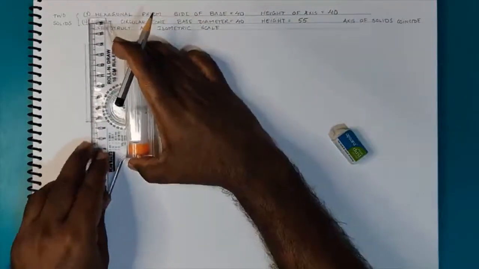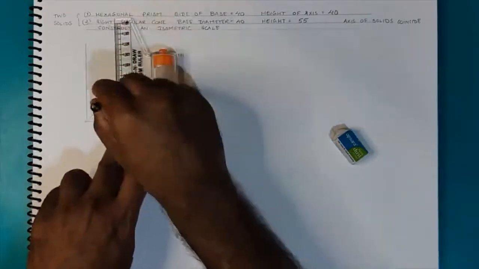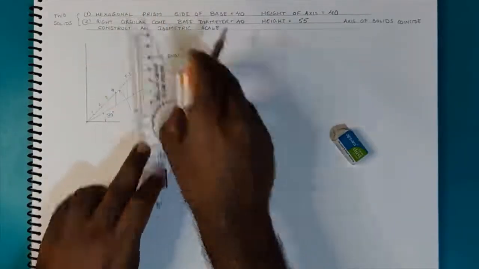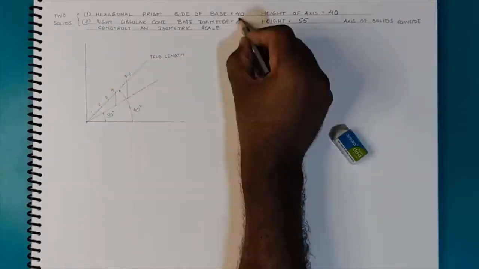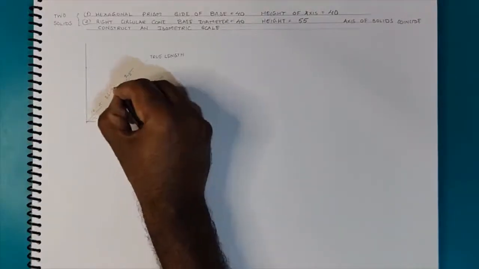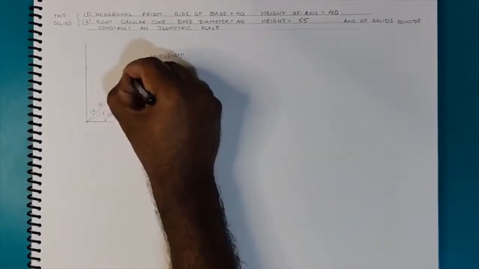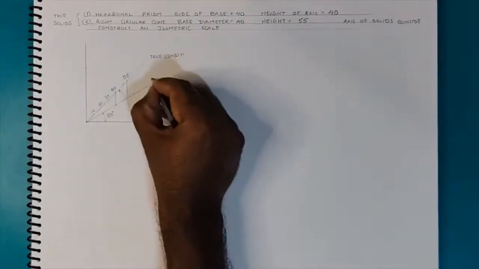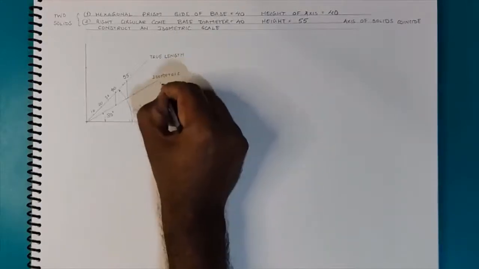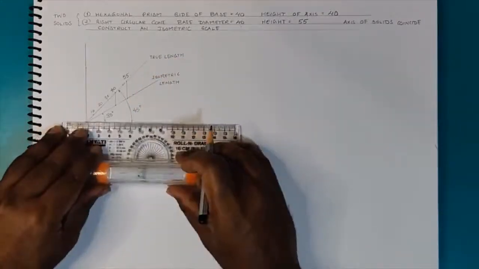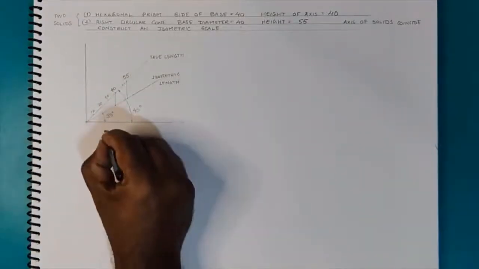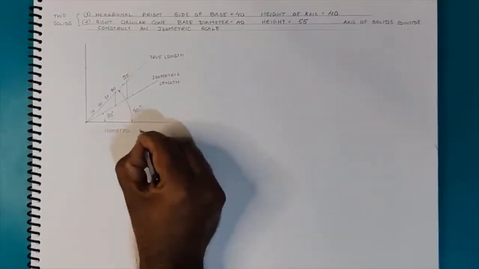Now I'll be dropping perpendiculars from the true length line onto the isometric length line, and I'll be using this data for constructing the reference figure. So on the isometric length, I'll have the required distances. This is the required scale which I'd be using for construction purposes.